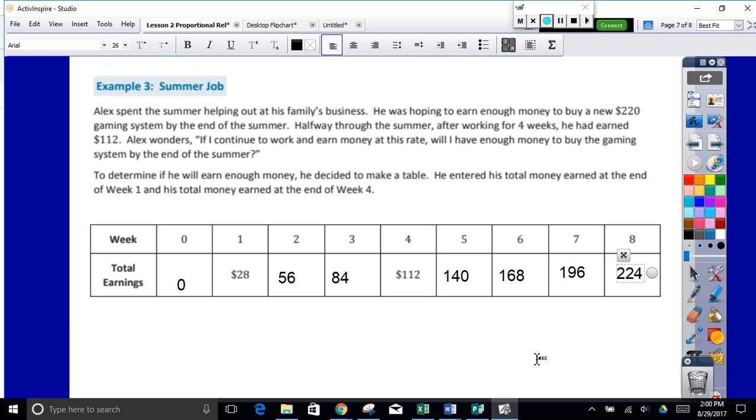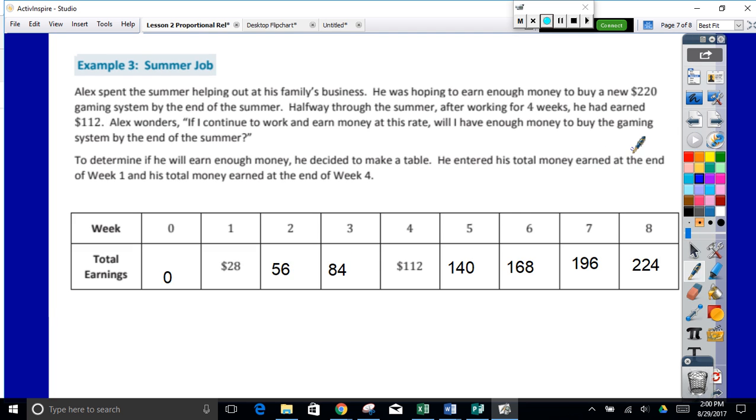Okay, now the question asks us, does he have enough money to buy the new gaming system? Well, if we look up here, we know that the gaming system costs $220. He earned $224. So he does have enough to buy it with a little bit left over even.